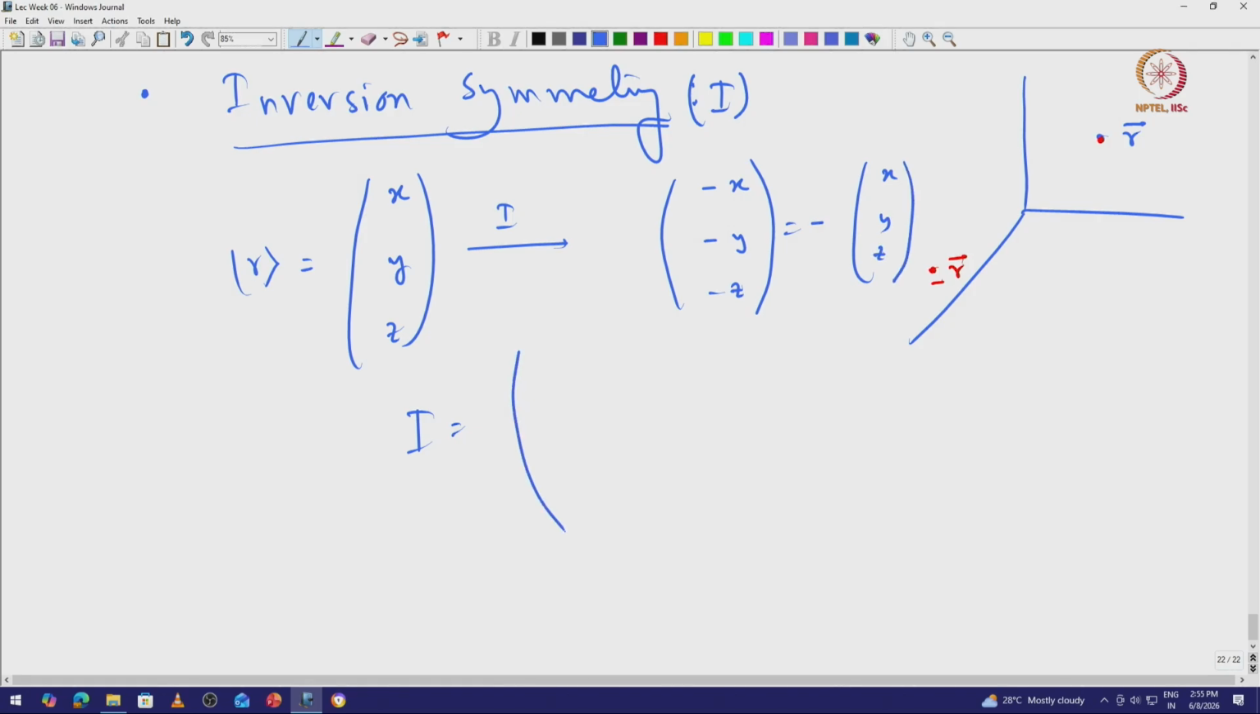So, I must then be a diagonal one. So, it is acting on x, giving you minus x. So, this is minus 1, 0, 0, 0, acting on y gives you minus y, 0, 0, 0, minus 1 in the spatial coordinate. It is very easy to see now that x square equals minus 1. Sorry, I made a mistake.